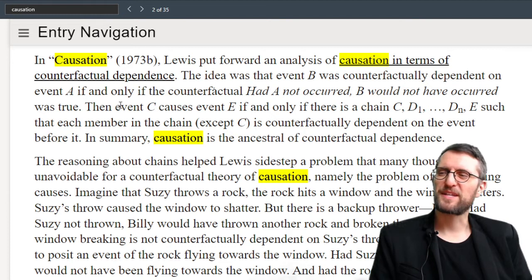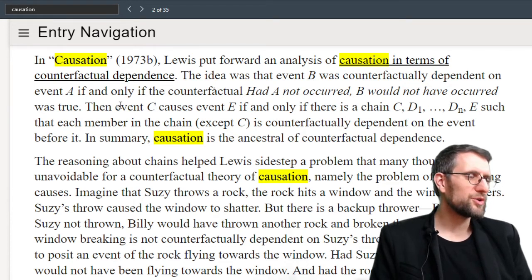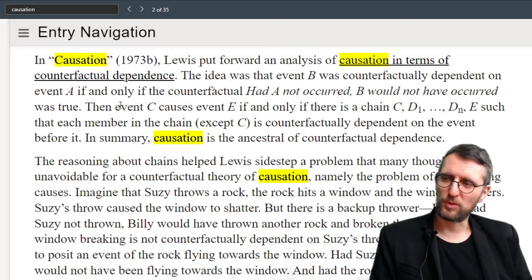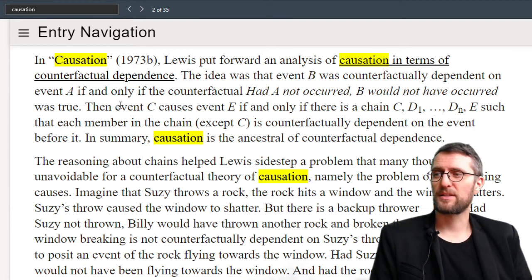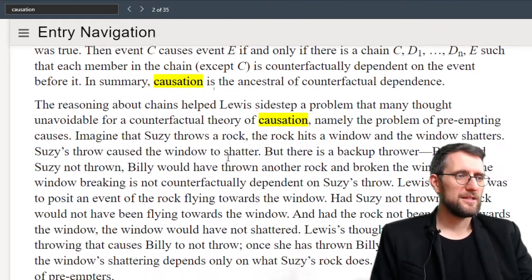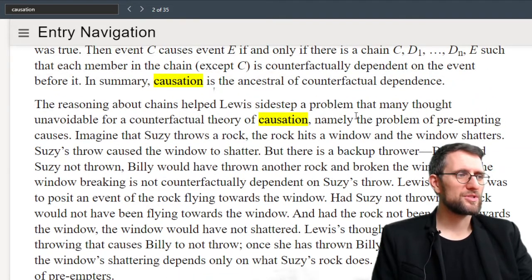What do they mean by ancestral? It's the ancestor. Okay, so we try to describe causation in a sense that if C, then E, and no matter what is in between. So causation is a logical idea, basically. That's what it says, right? The reasoning about chains helps Lewis sidestep a problem that many thought unavoidable for counterfactual theory of causation, namely the problem of preempting causes. So what is a preempting cause?